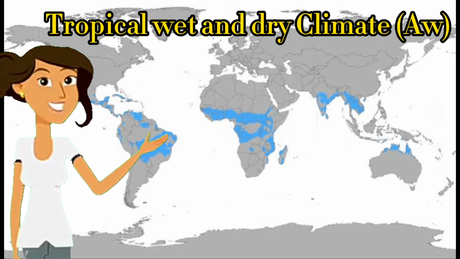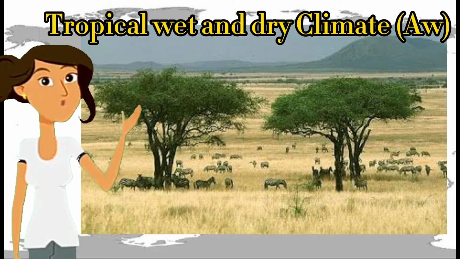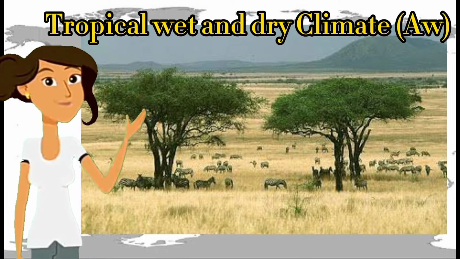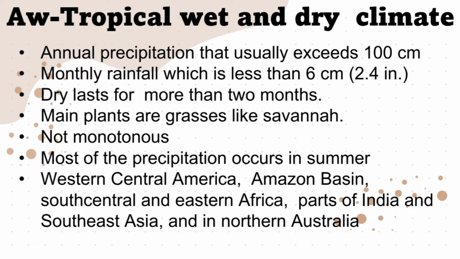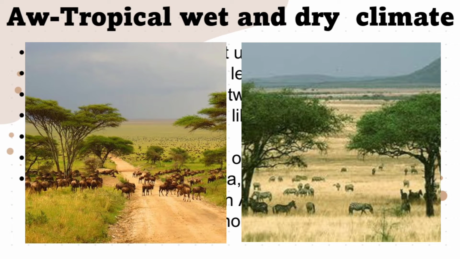And lastly, we have the tropical wet and dry climate, written with a capital letter A and small letter W. Even if it has an annual precipitation that usually exceeds 100 centimeters and a monthly rainfall which is less than 6 centimeters, the dry season in this climate still lasts for more than 2 months. Most of the rain falls in a single season, and the rest of the year is dry. Few trees can withstand the long dry season, so the main plants here are grasses, like in savanna.